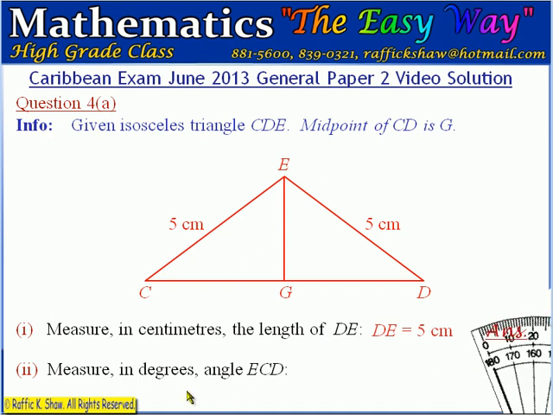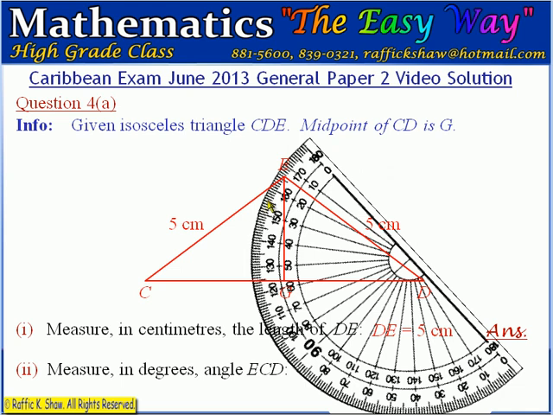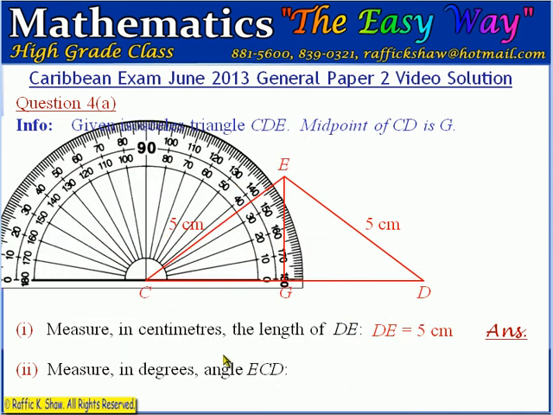And then part 2 now wants us to measure angle ECD. So we need a protractor. And remember, the protractor must be placed perfectly so we can measure the angle. If we look carefully, the axis of the protractor is placed at the vertex of the angle that we're trying to measure. That's right here. The base of the protractor is on the line that we're measuring from, and it passes through 0, and then we measure our angle from 0 upward to the line that we're measuring the angle to.